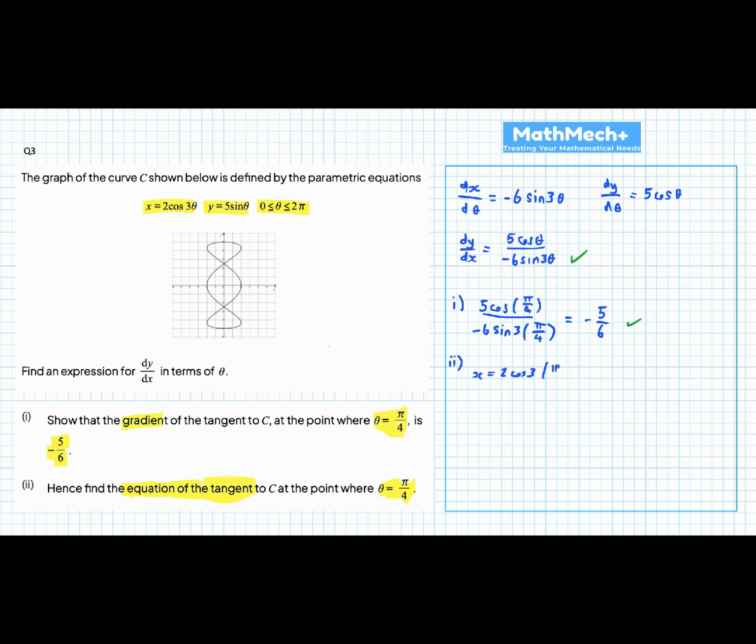So x is 2 cosine 3 times pi over 4. And the same for y, we'll do exactly the same thing, and you'll get your answers and then plug them back into an equation for the tangent. So y is equal to 5 sine pi over 4. So x is minus root 2, and y is equal to 5 root 2 divided by 2.